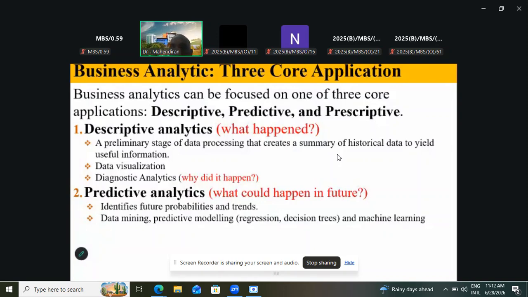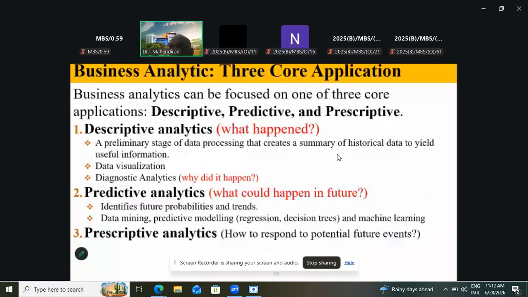Prescriptive analysis is how to respond to potential outcomes. So once you've done the predictive analysis, then how do we respond?